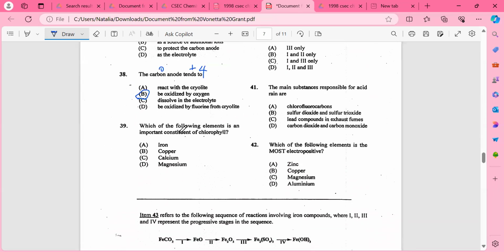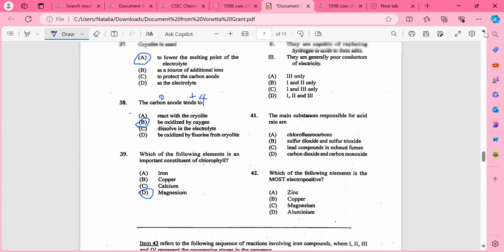Which of the following elements is an important constituent of chlorophyll? That's going to be magnesium.